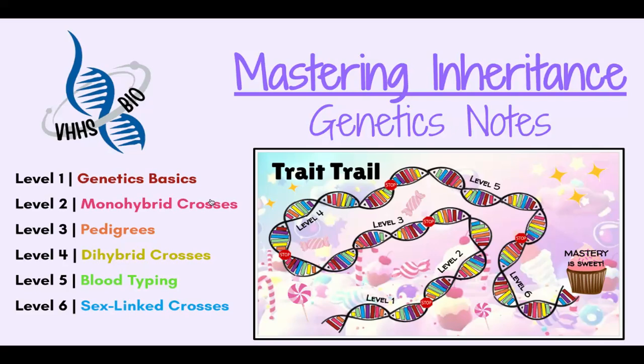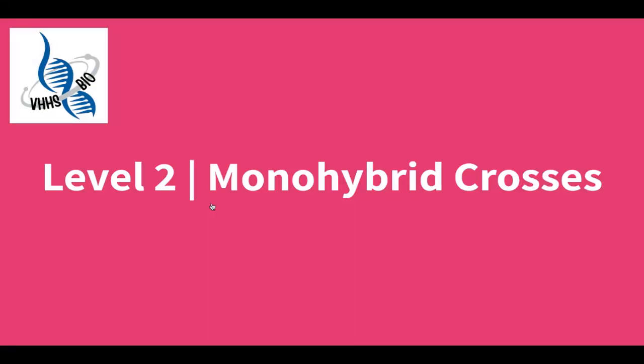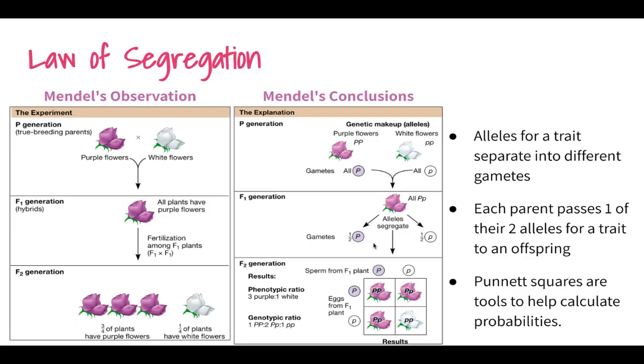Hello, biology students. In this tutorial video, we are going to be focusing on level 2 monohybrid crosses, which simply means mono, one, we're just looking at how one trait is inherited at a time. To first understand that, we want to talk about Mendel's law of segregation of alleles, which is simply saying only one allele can be passed on at a time.